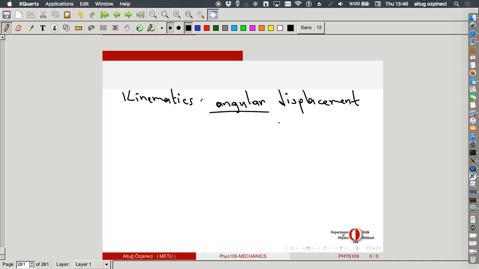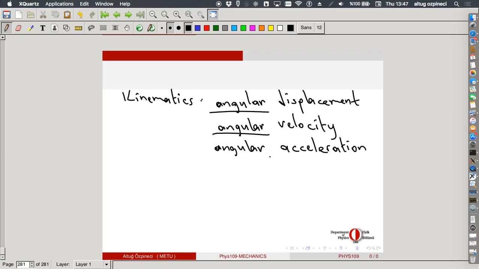Then we had the velocity. Now we will have angular velocity. Acceleration in the case of the linear motion. Now we have angular acceleration. Now they will closely follow one another. And when we write down the equations describing these properties, we will see that the equations also are closely related.